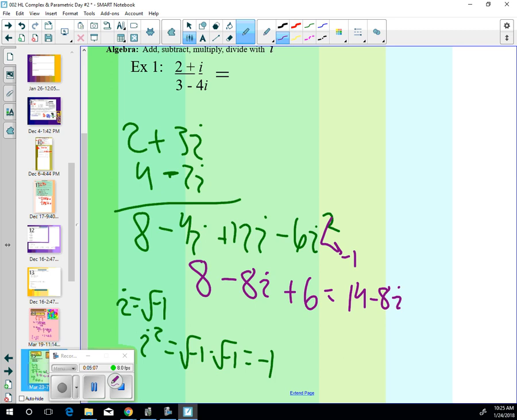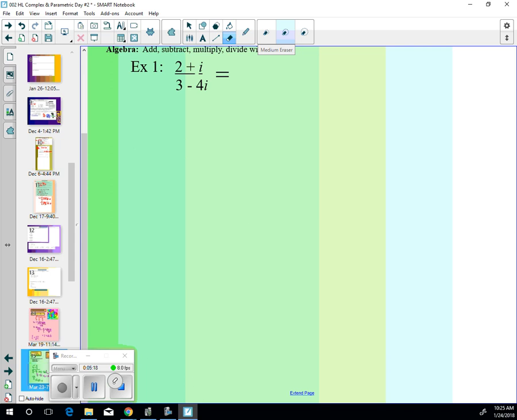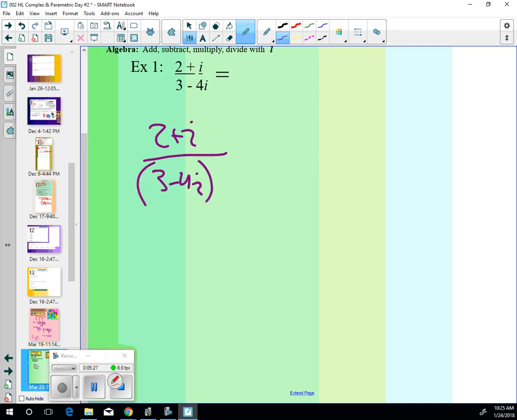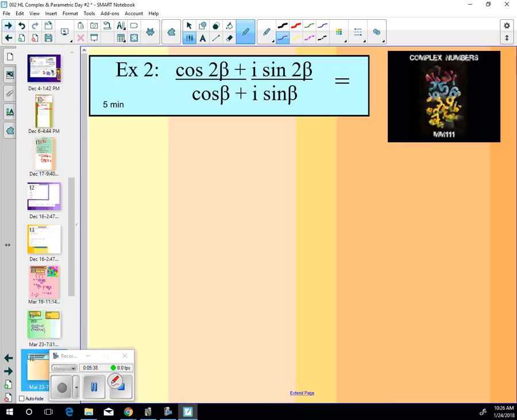So it looks like we can add, we can subtract, we can multiply. What can't we do? Divide? Wrong. We can do that too. The way we do it is we get rid of the denominator with the i in it. And the way you're going to do that is by multiplying by the conjugate, 3 plus 4i. Just a second. And then you just multiply and simplify and things will work out.